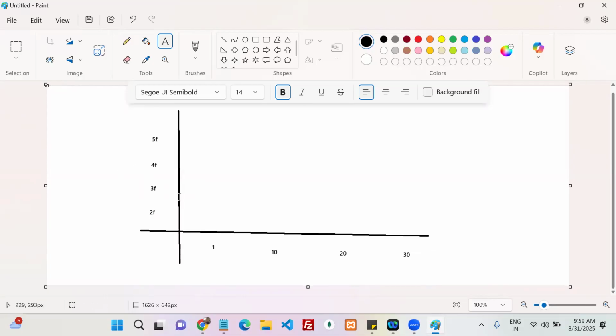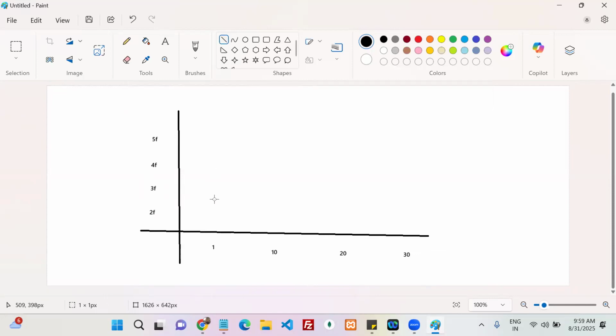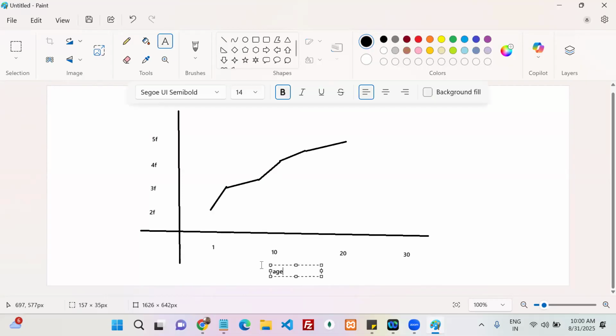Okay, now I just want to draw one graph. Something like this, based on the yeses. So here, how many variables of data are there? One is age, right? This is age. And this one is my height.